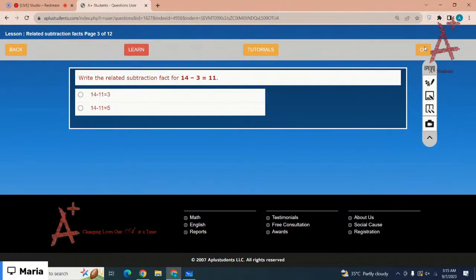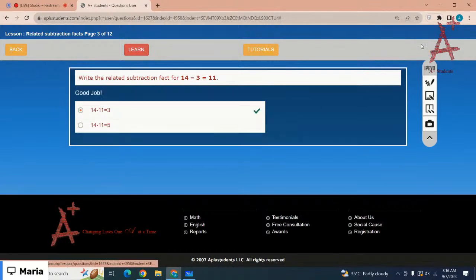Write the related subtraction fact for 14 minus 3 equals 11. The correct option is option number 1. Just look at the option that have exactly the same numbers, 14, 3 and 11. So option number 3 is the correct option. Just look at their positions, right? 3 and 11 are interchanged, so it would be 14 minus 11 equals 3.